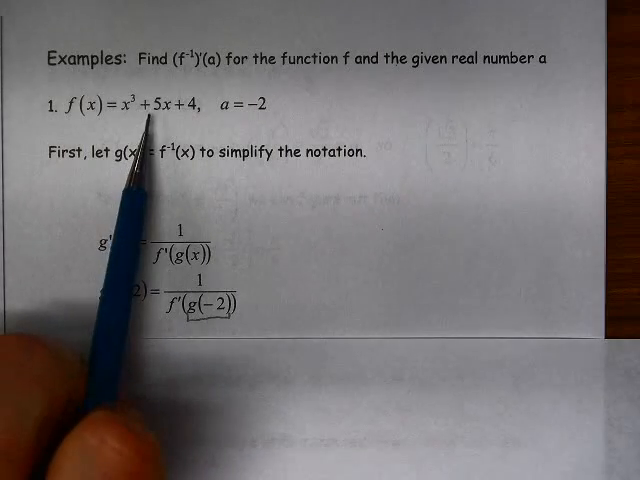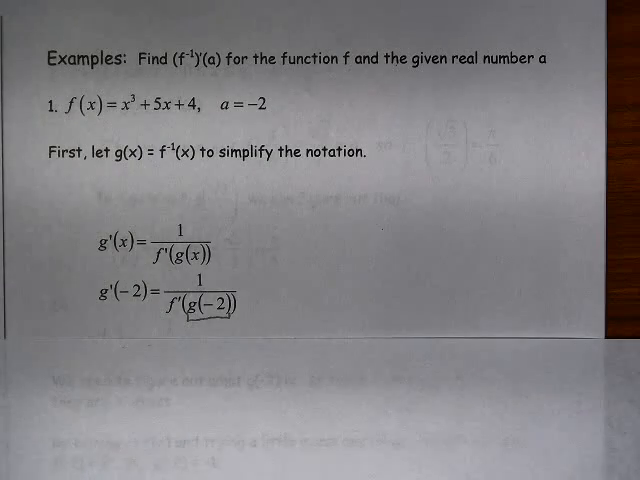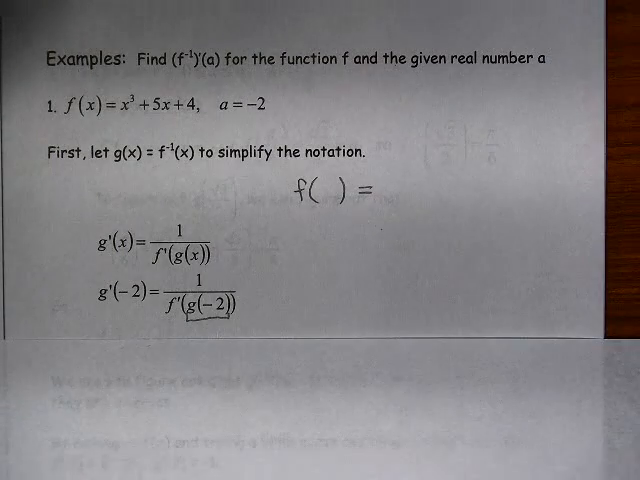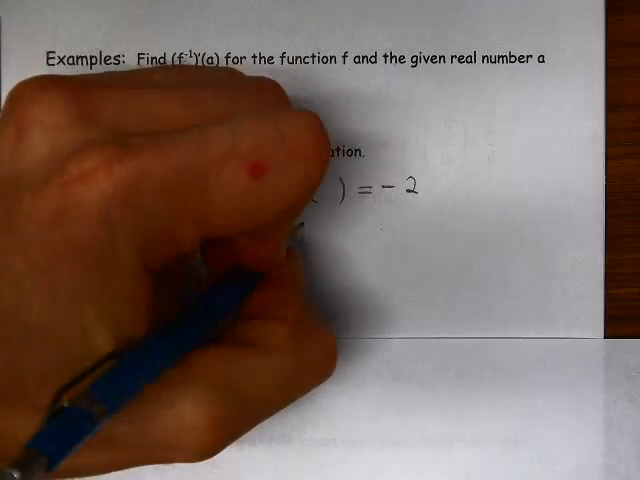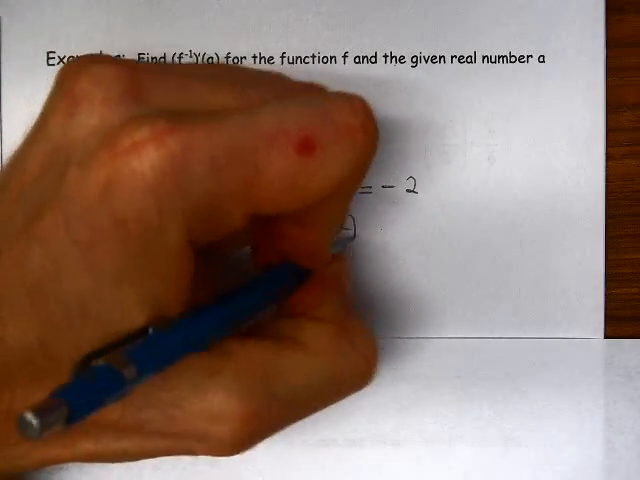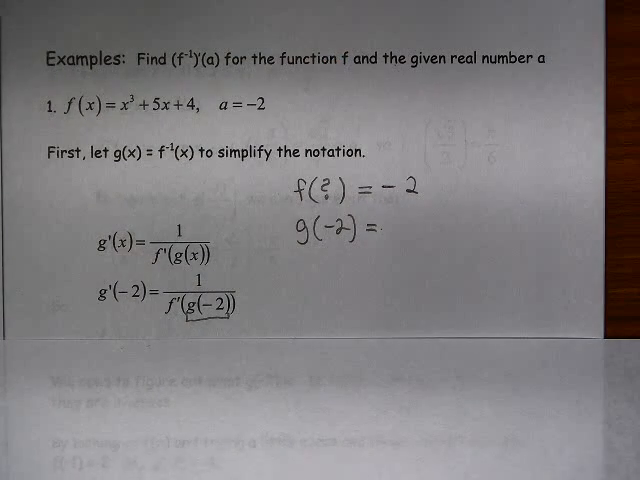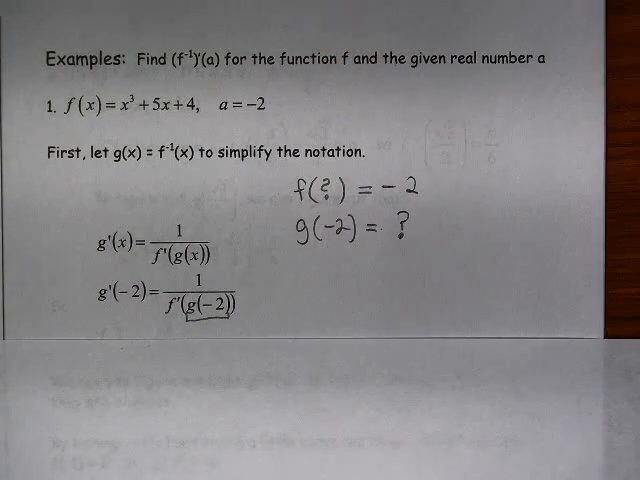G of -2 is the inverse of this function. I don't know the inverse of this function, and if I try to find it, it's not easy to find. So I really don't want to go there. Okay, but I want to know what g of -2 is. Here's the thought process. I know that these things are inverses, so if I can figure out what value I have to put in f to give me a -2, then that will tell me, let's say this is a big question mark, f of something equals -2. That means g of -2 equals that same something.